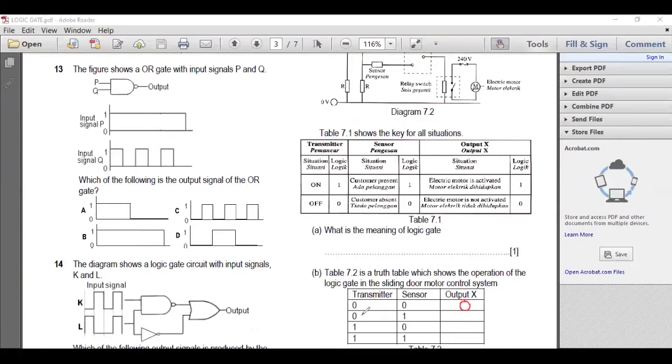Transmitter off, sensor 1, the door will not be open. Transmitter 1, sensor 0, it won't be open. When the transmitter is 1 and the sensor is 1, then only the door will be open. Now, it's like this.